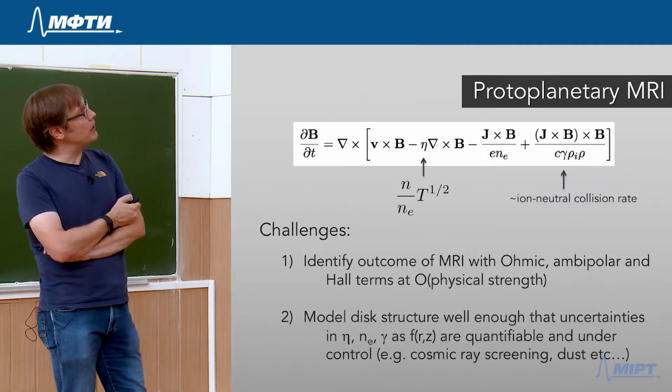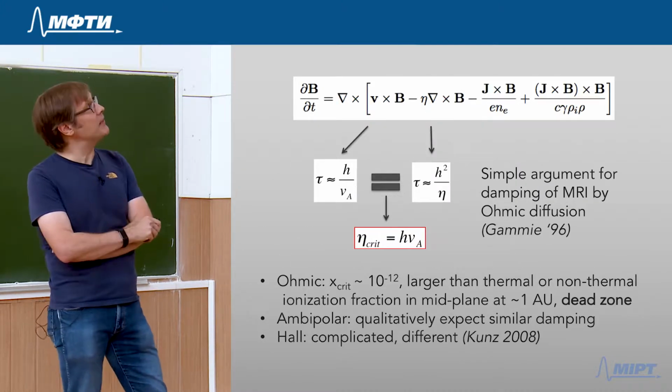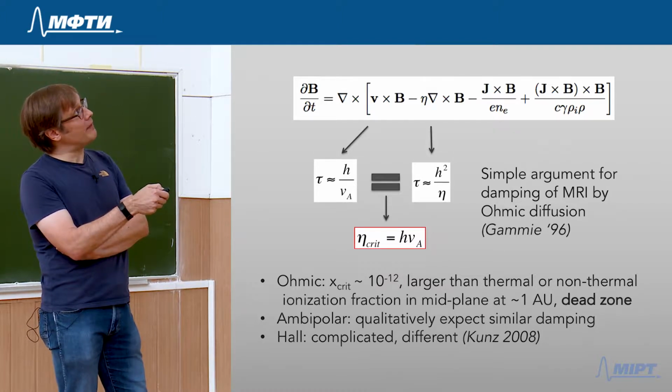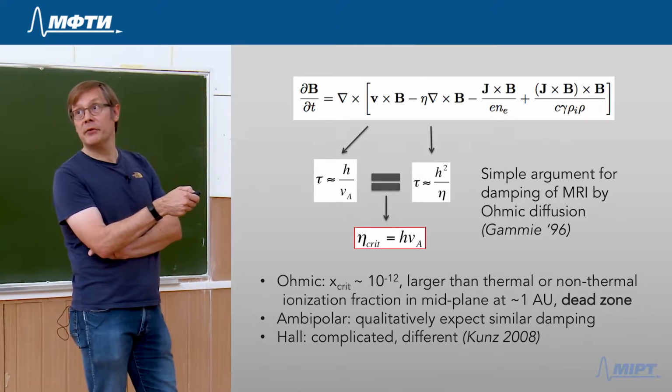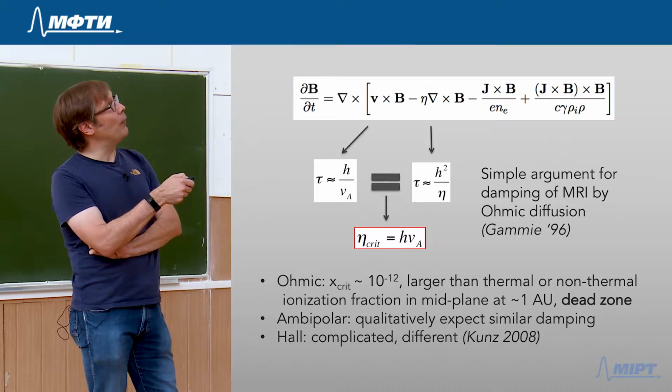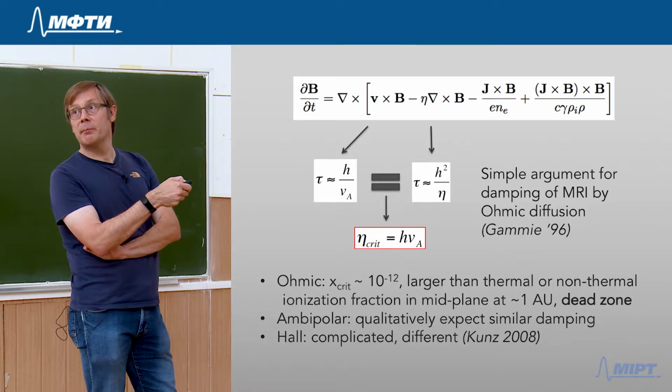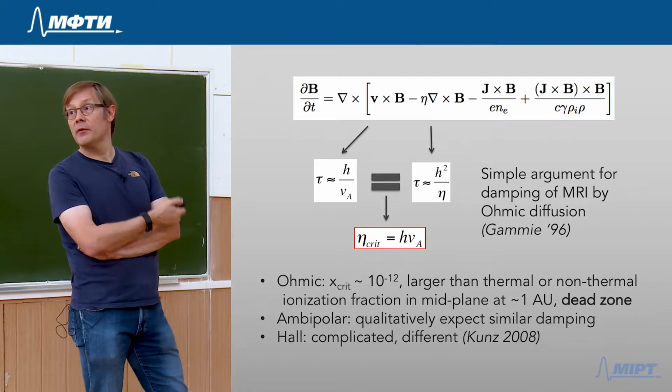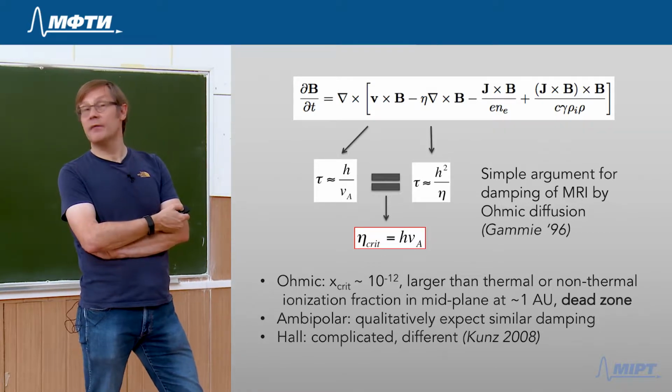The first thing we can do, which is the historical development of the subject, is to ignore the Hall effect and to ignore ambipolar diffusion. So we assume that all we have is ideal MHD plus some damping being caused by ohmic diffusion due to the finite conductivity of the disk plasma.